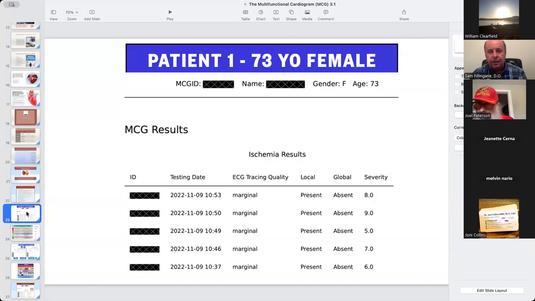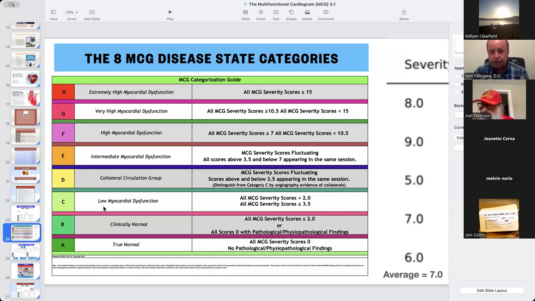Now, I thought we'd look at an MCG. This is a 73-year-old female patient. What you see over here is 5 ischemia scores, and that ischemia score is rather high. In fact, it averages at 7. Earlier, I told you the average heart attack occurs at 4.6, but not every patient will have a heart attack or acute coronary syndrome with 4.6. Some will have it much higher because they'll get collateral circulation and they'll fare better. This patient had successfully done that.